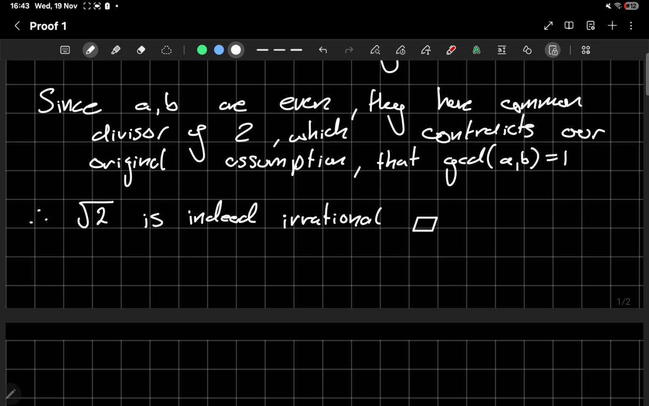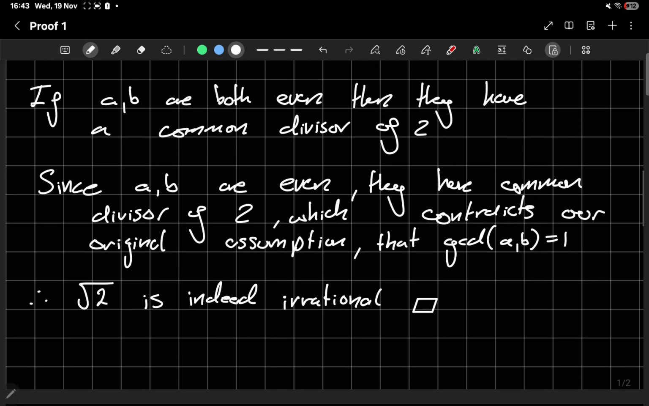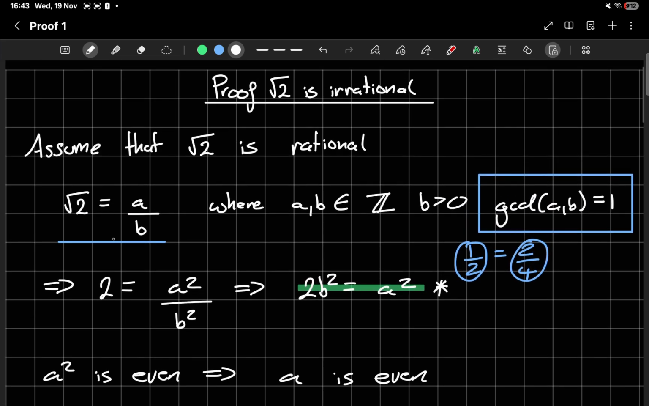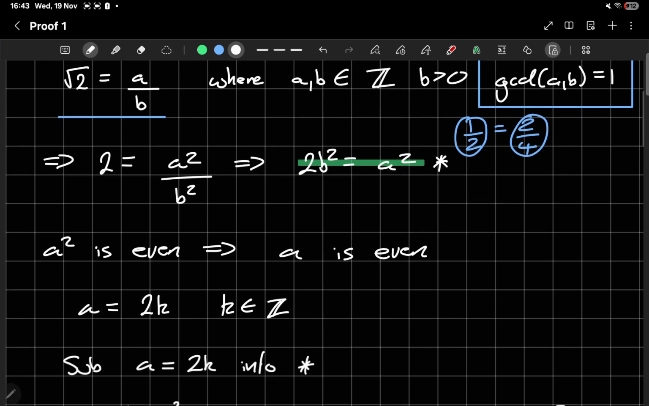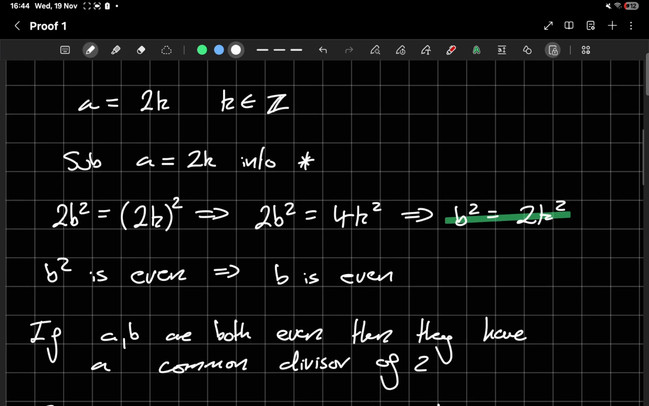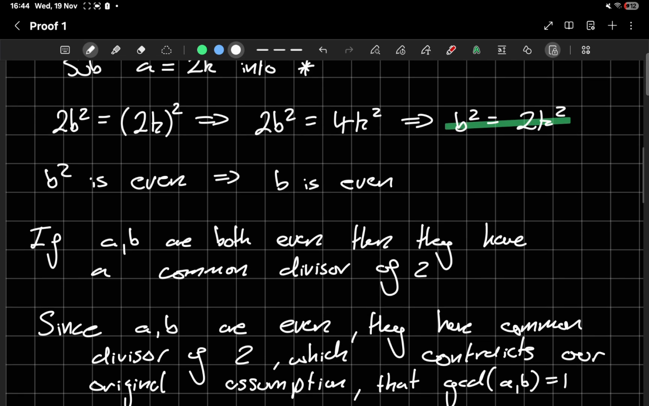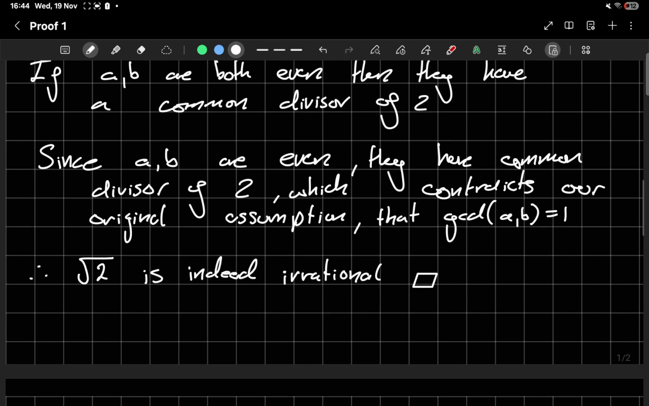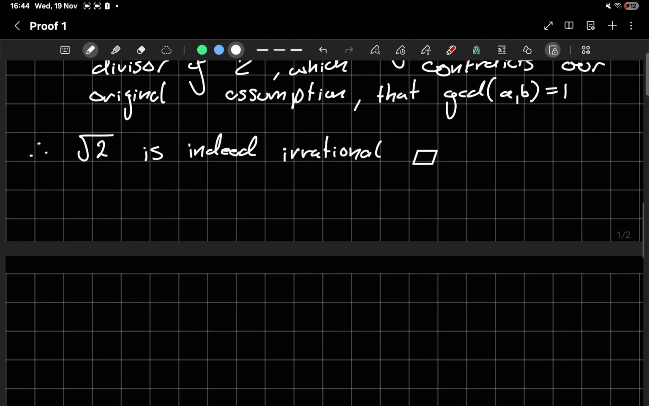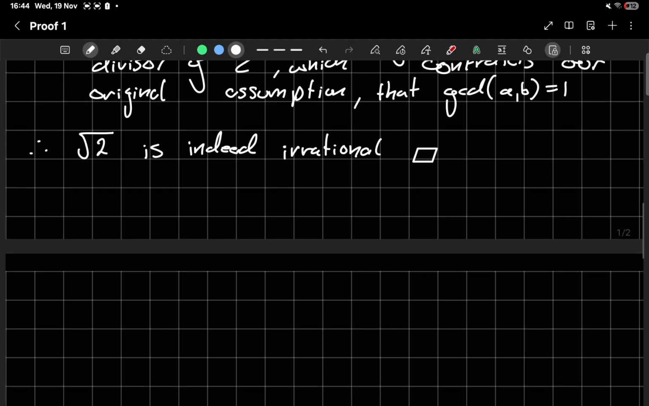And that's all you need. So, quick summary. We assumed that root 2 is a rational number with a over b in its simplest form. But by logic and algebra, we showed that these numbers, a and b, are both even numbers, which contradicts it being in its simplest form. Therefore, the only possible conclusion is that root 2 has to be irrational.